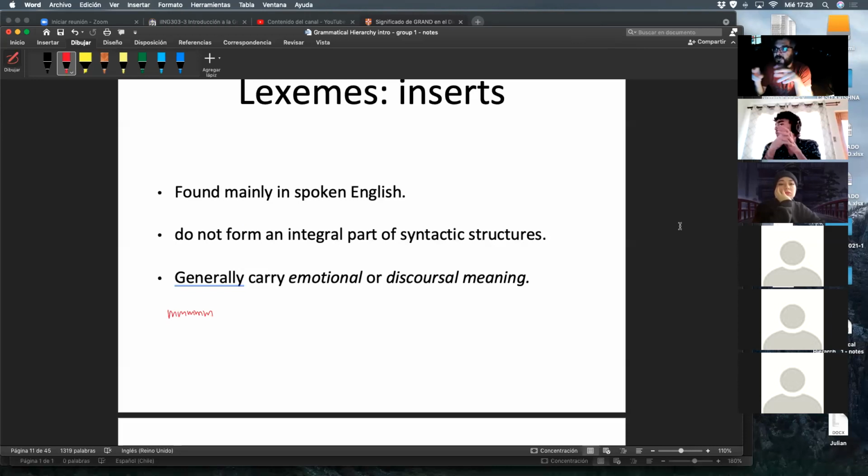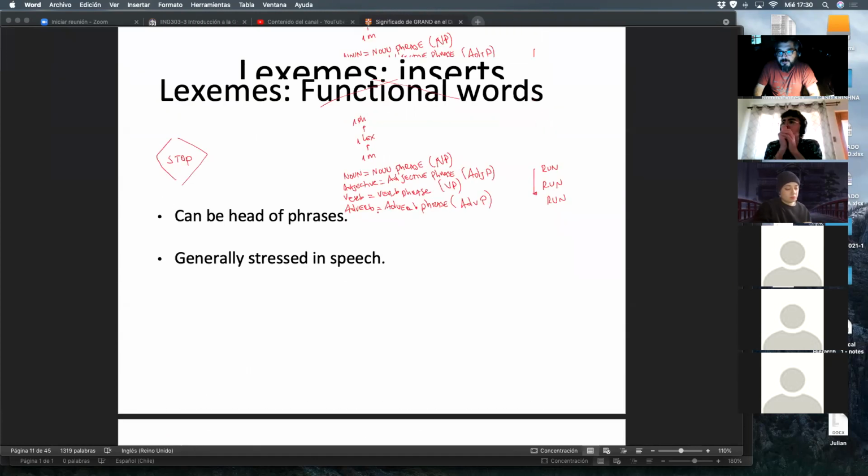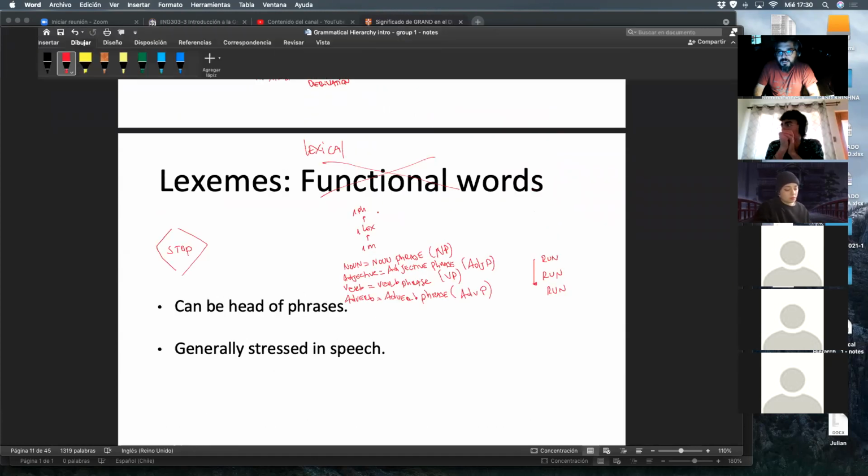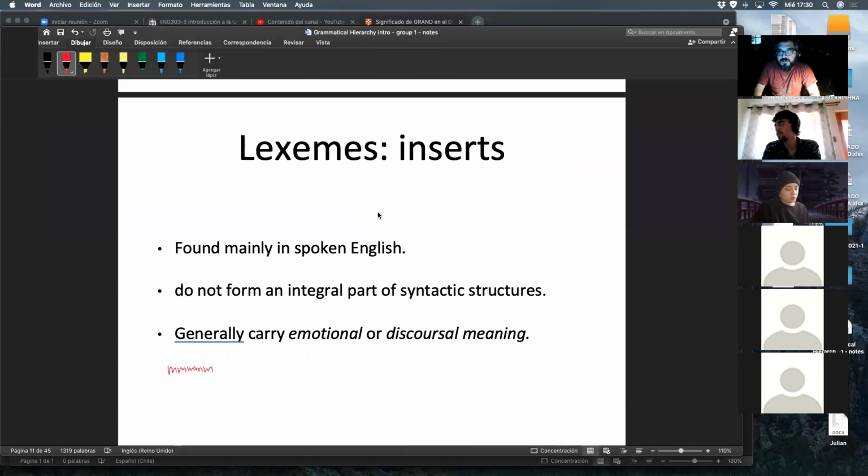In English, you know, cachai. Those are muletillas. Los ajá. Oh, you see that? Those sounds are just used in spoken English, and the meaning you can retrieve out of the context. But if I just wrote them down, you won't be able to understand what I'm saying, right? I would say that. Okay, so summary. Lexemes can be subdivided into 3: lexical words, functional words, inserts.